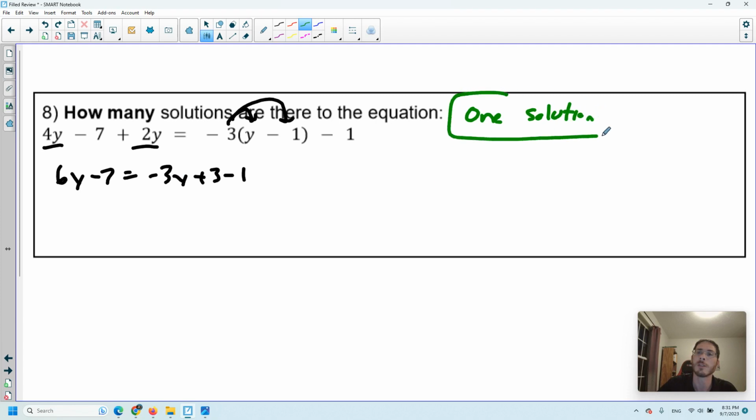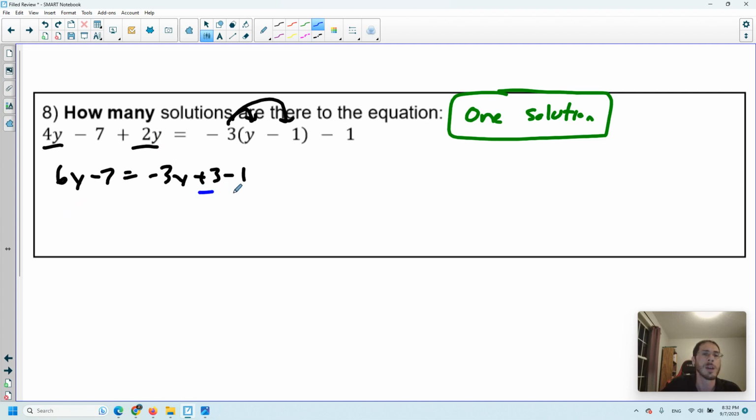So the answer is there's just one solution. Remember, if there's the same number of y's on both sides and the numbers are the same, then it's infinite. If there's the same number of y's, or whatever the variable is, on opposite sides, and the numbers are different, then there's no solution. Now, if you can't see that, that's fine. That's okay. We're going to keep going. So we're going to drill this down a little bit more.